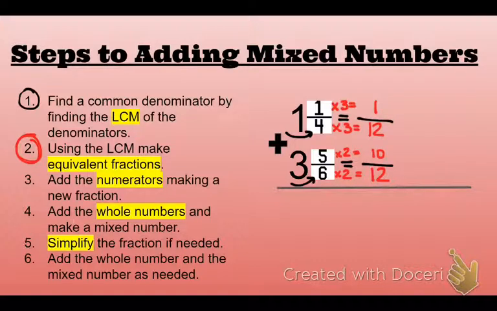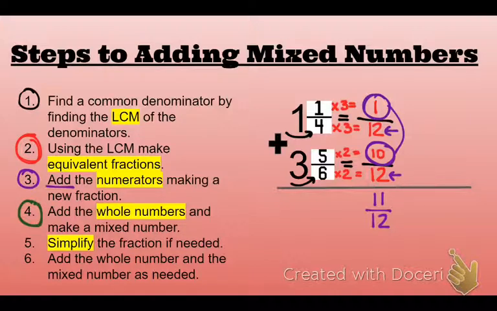All right, let's go back and take a look now. Let me get a different color. How about purple? Now, we're going to add the numerators. So, we have our common denominator here. This is why we did that. Now we're just going to go ahead and add these two numerators together. So 3 plus 10, that is equal to 13/12. Okay? That's all we have to do there for step number 3. Just add the numerators and make our new fraction.